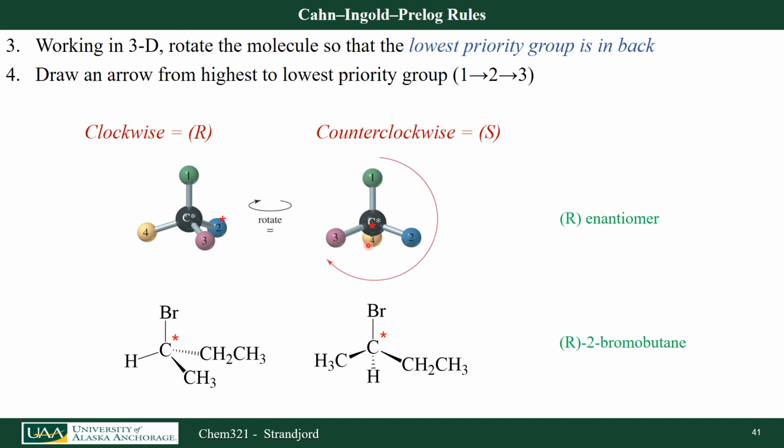Okay. So once I get that number 4 priority group sticking straight into the page, I then go 1, 2, 3. I go clockwise, 1, 2, 3. If I go clockwise, we're going to call it the R enantiomer. Okay, so if I look at this molecule down here, I could do all that. I could rotate this molecule in space, get my hydrogen pointing right in the back, and I could go 1, 2, 3. This would also be a 2-bromobutane enantiomer.